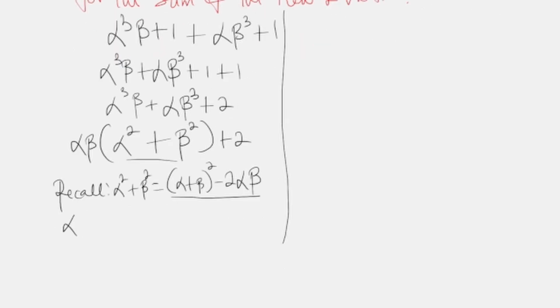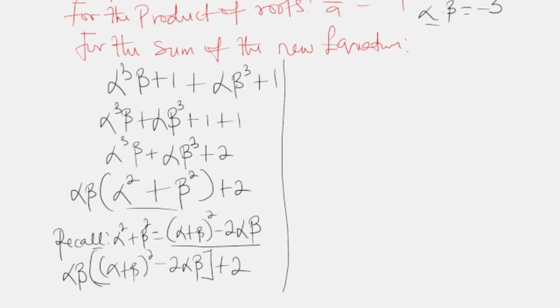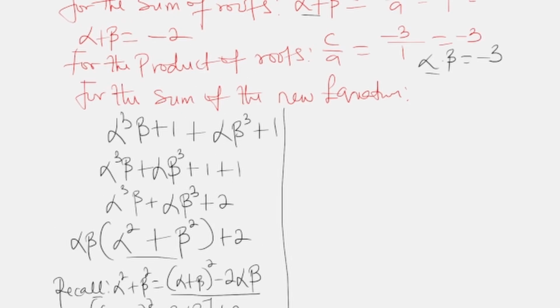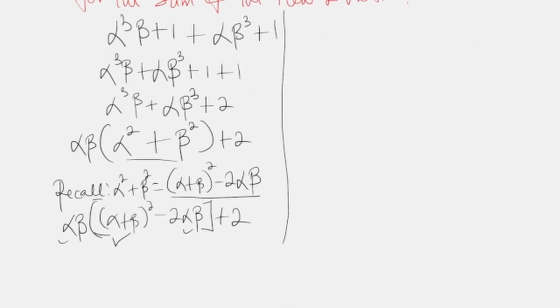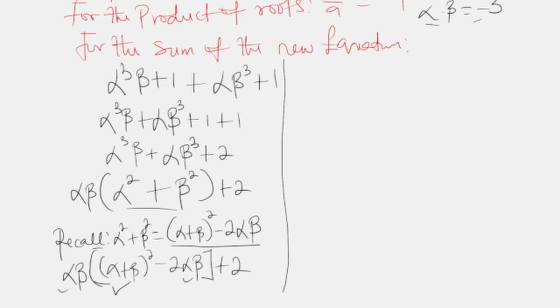We have alpha beta multiplied by, inside this bracket, alpha plus beta all squared minus 2 alpha beta. And then outside we have a plus 2. Now at this point, we have our sum. Have you seen the sum here? We have our product. We can now go ahead and substitute these values, this is the sum and this is the product, into this formula. That's the idea. Now let's plug in and solve.